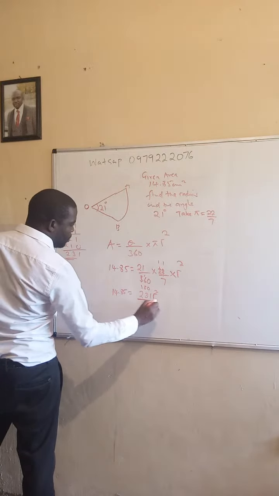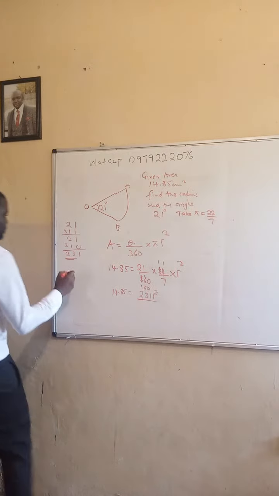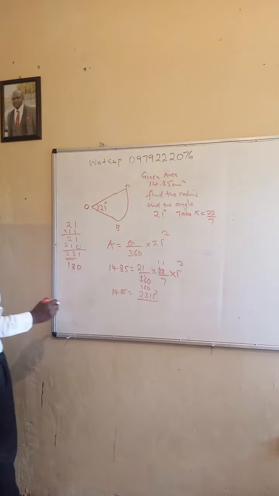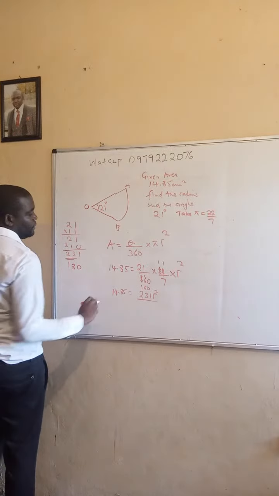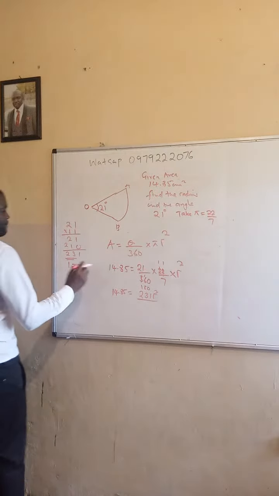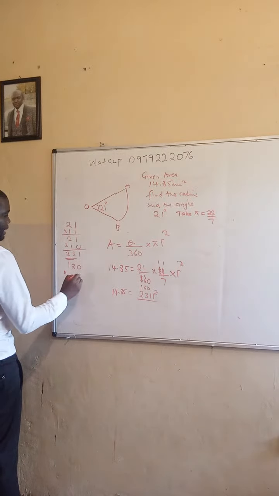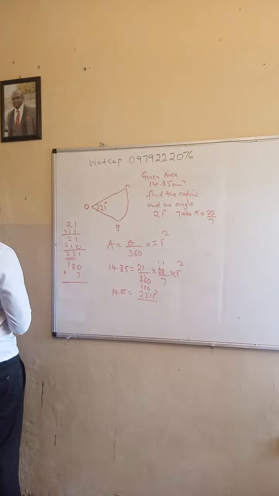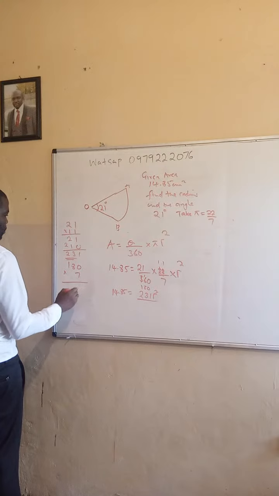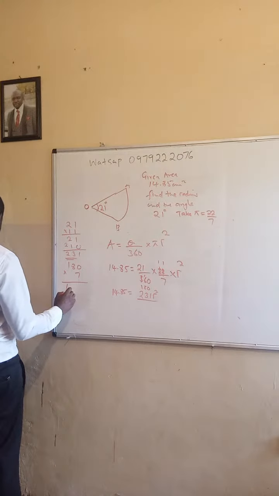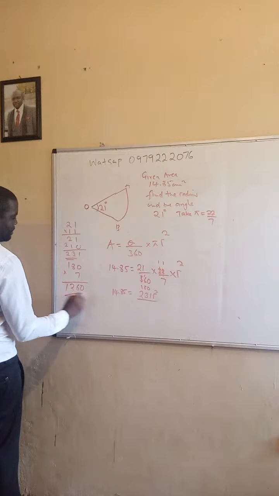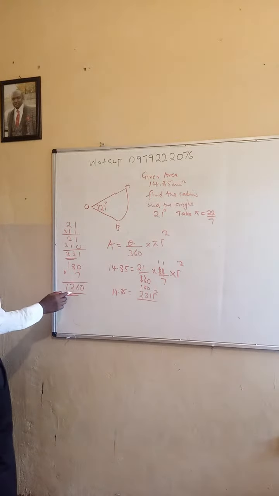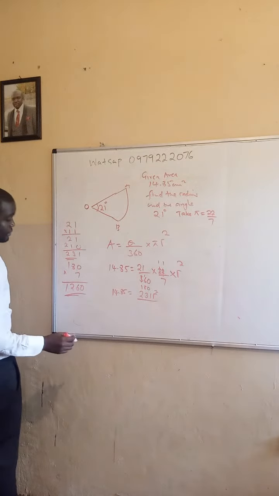231 radius squared over 180 times 7. What is 180 times 7, guys? You should know this. On your own, you multiply 180 times 7. You don't use a calculator. When you multiply 180 times 7, what are you getting? It will give you roughly 1260.